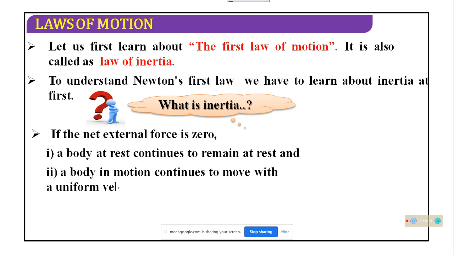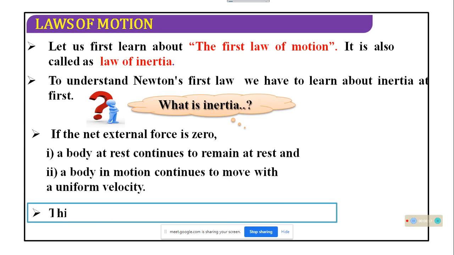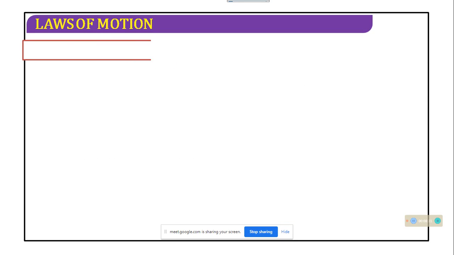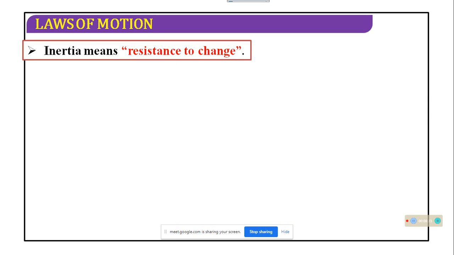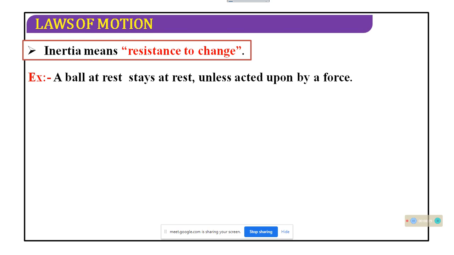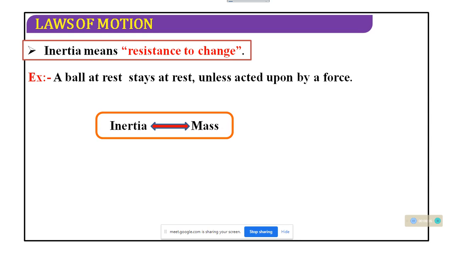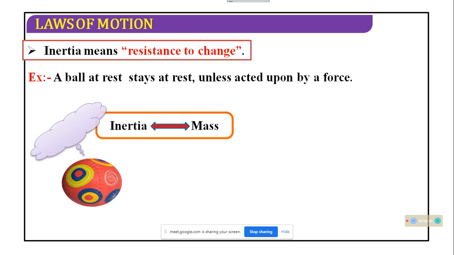Next, a body in motion continues to move with uniform velocity. This property of a body is called inertia. Inertia means resistance to change. Example: a body at rest stays at rest unless acted upon by a force. Inertia is equal to the mass applied to the mass.